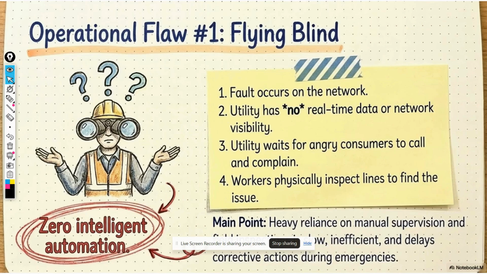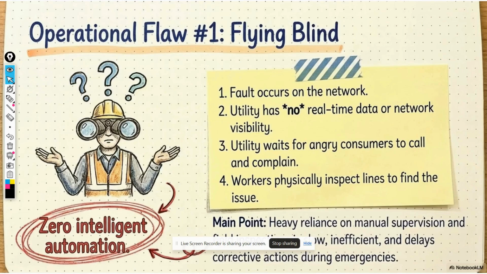Now imagine a distribution transformer located in a remote village. If its oil temperature suddenly increases, will the control room immediately know about it? No. Someone has to physically visit the site and inspect it. This delay increases the chances of equipment failure. This is why manual monitoring is considered one of the biggest operational limitations of the conventional grid.